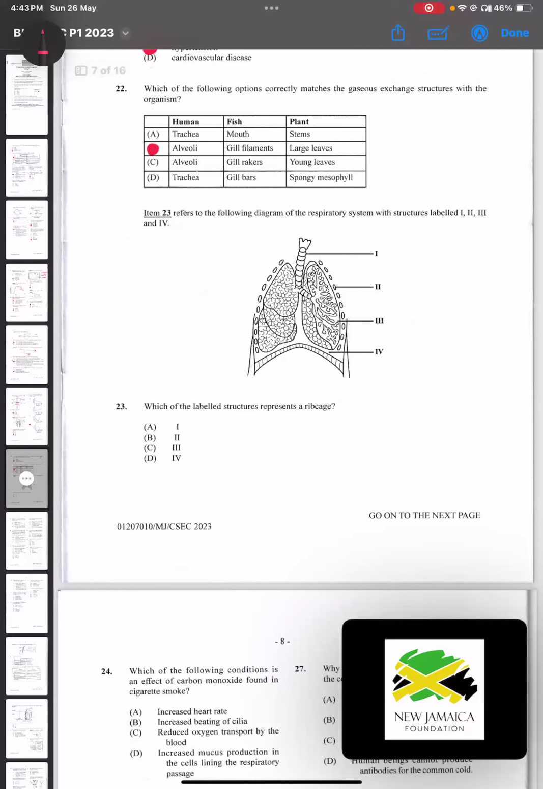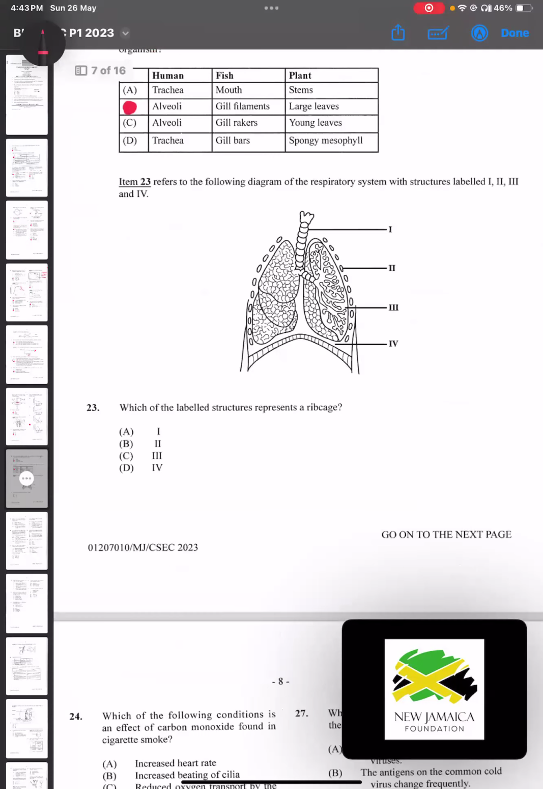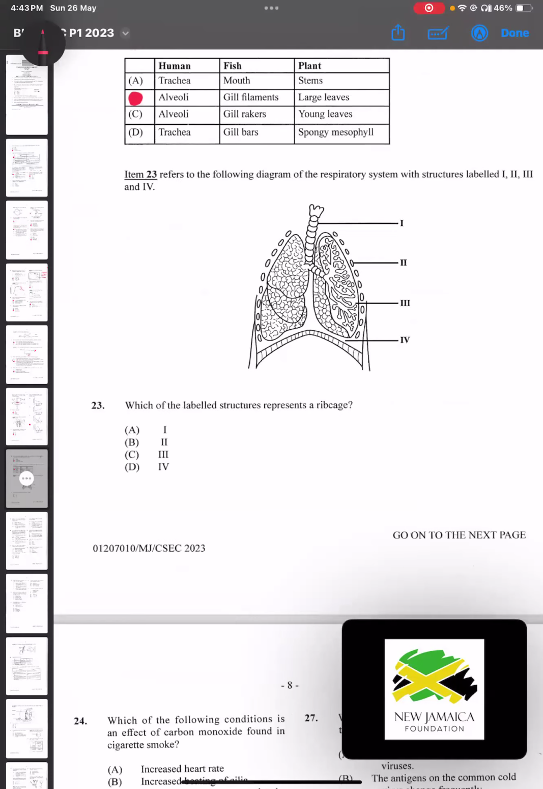And then 23 is asking you which of the following structures represents the rib cage. It would be D. So this structure right here is what represents the rib cage. If you never know, you can find a way to work it out yourself because you know that you have all of these going down. So obviously they would be representing the bones.